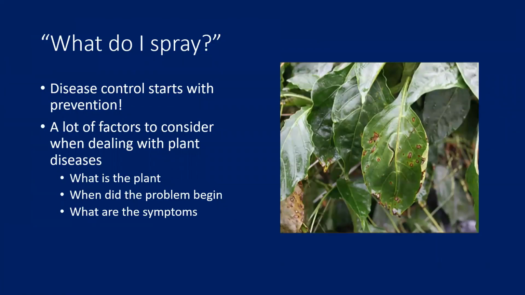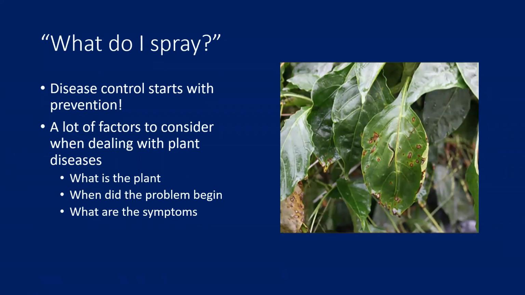A lot of times when people come to me with problems in their garden, the first thing they'll ask is, well, what do I need to spray? But disease control really starts way before spraying. Prevention is extremely important when it comes to disease control in the garden, and there are a lot of factors to consider when dealing with plant diseases.